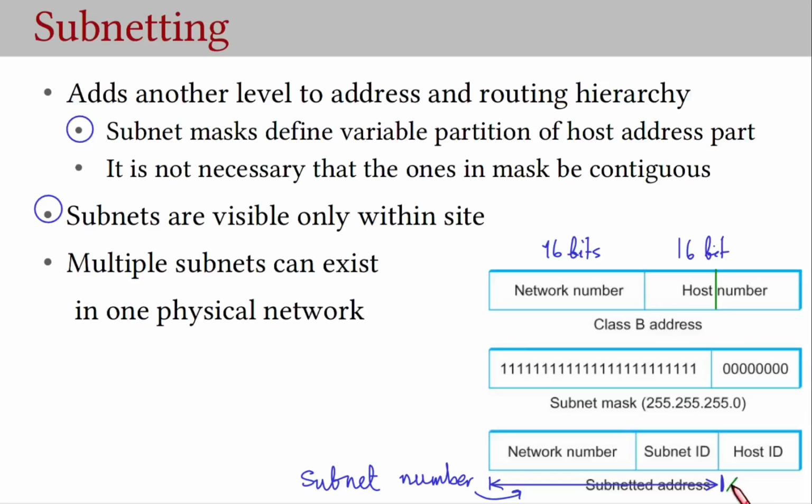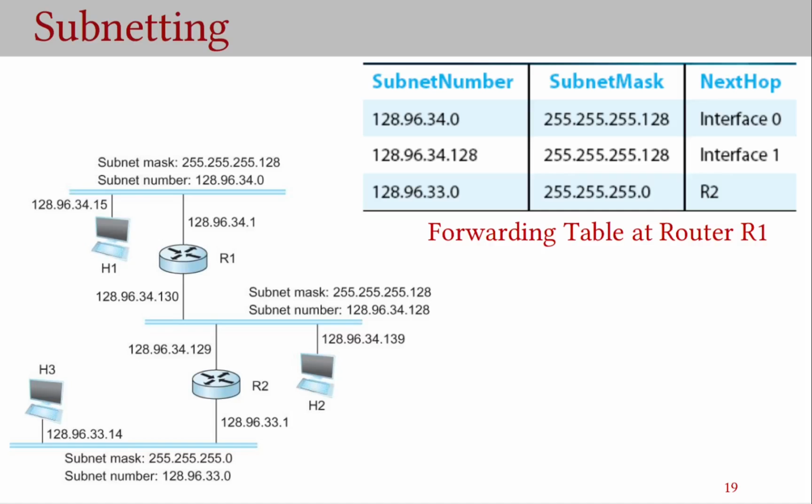And so all these hosts on the same subnet would give the same subnet number when their IP addresses are ANDed with this subnet mask. We are going to consider this example. In this example there are 3 subnets, this one, there's another one here, and then this is the third one.